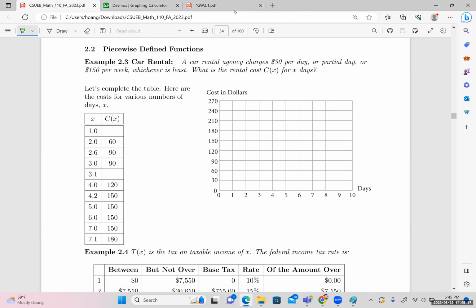All right, we are coming to section 2.2, piecewise defined functions. So sometimes we have a function that's not only a line, not only just a parabola. It could be split into pieces. So we call it a function that can be split into pieces.